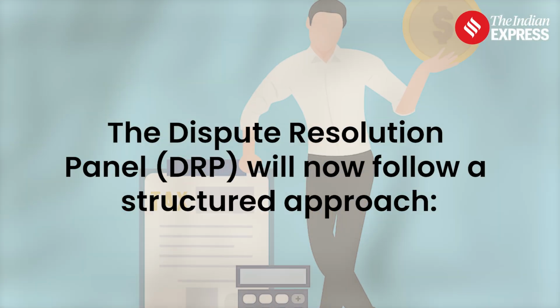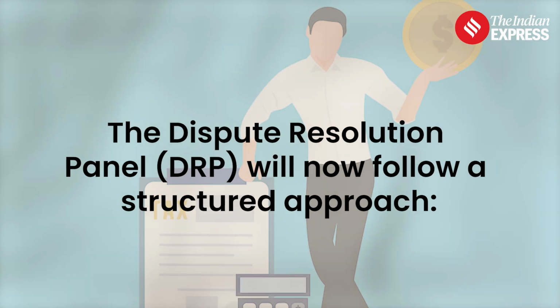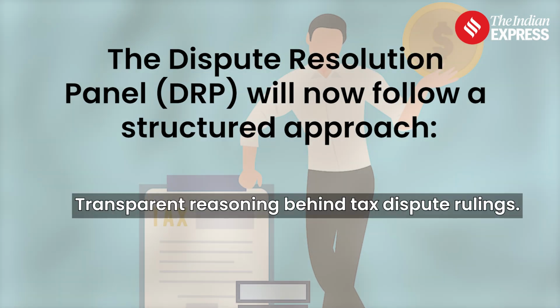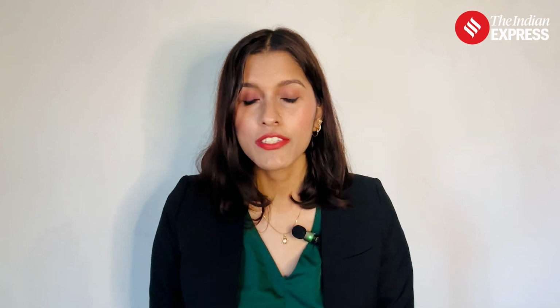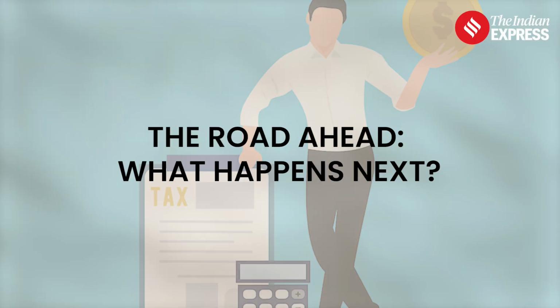The dispute resolution panel will now follow a structured approach: clear guidelines on how decisions will be taken, and transparent reasoning behind the tax dispute rulings. Meanwhile, outdated provisions like capital gains exemptions on pre-1992 property sales have been removed, along with redundant deductions.